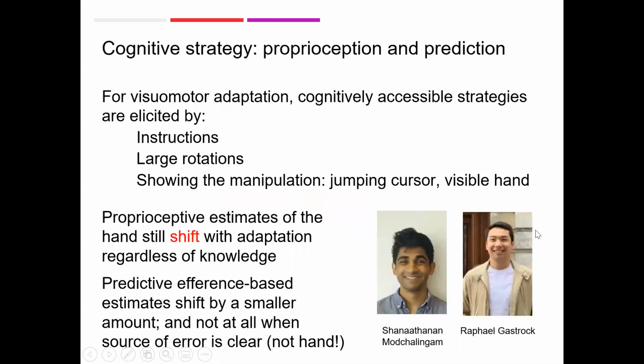Okay, so let me just summarize this study before I go and talk about one other factor that we looked at. So for visuomotor adaptation, cognitively accessible strategies are elicited by instruction, large rotations, and showing manipulations, the jumping cursor, or showing the view of the hand. And these proprioceptive estimates of hand movement still shift with adaptation, regardless of knowledge, even in the face of them being able to see it. Those predicted updates seem to at least be smaller or non-existent when it's clear what the source of error is, that is, when they actually see their hand as well.